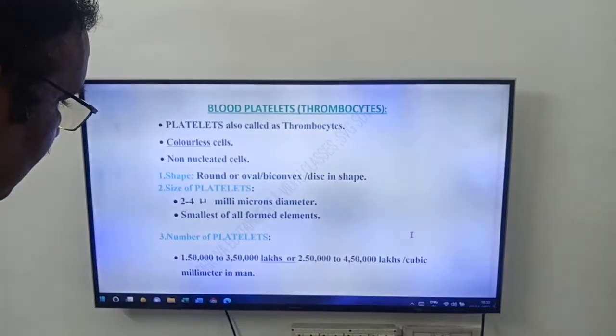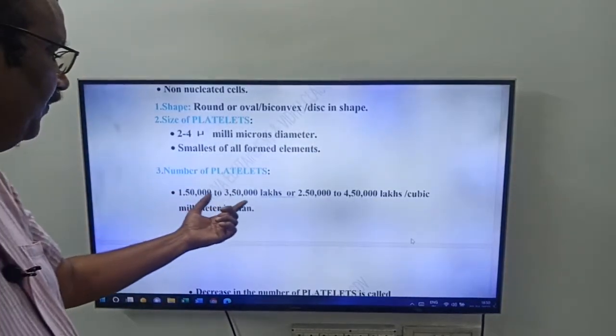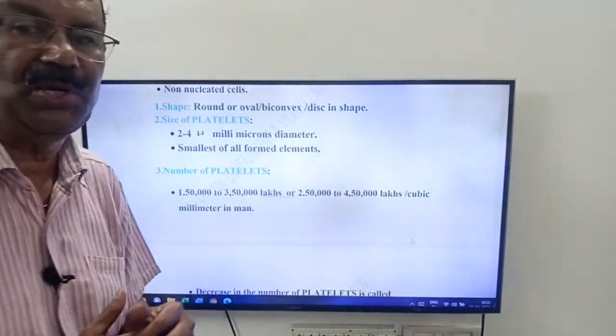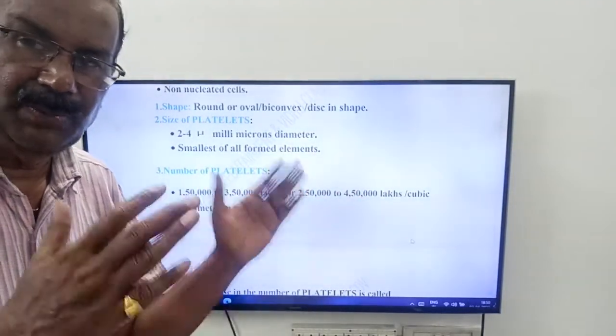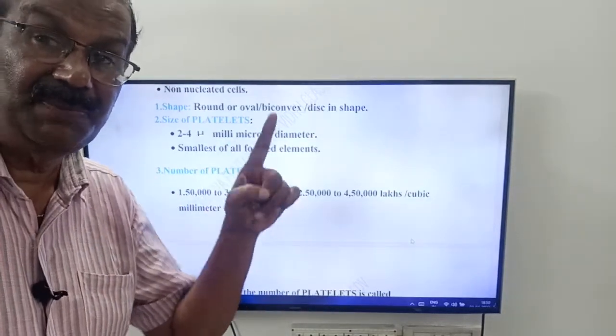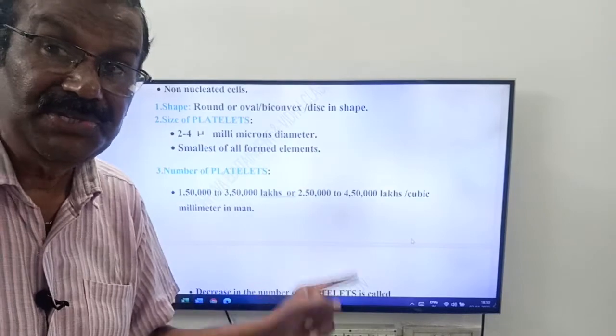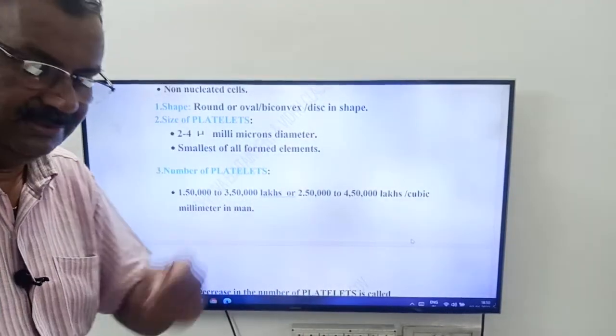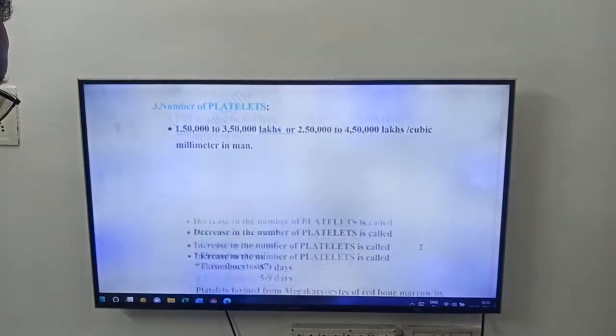Now see the number, friends. They are 1.5 lakh to 3.5 lakhs or 1.5 lakhs to 4.5 lakhs per cubic millimeter. 1.5 to 4.5 lakhs. See, friends, RBC are present in millions. WBC are present in thousands. Platelets are present in lakhs.